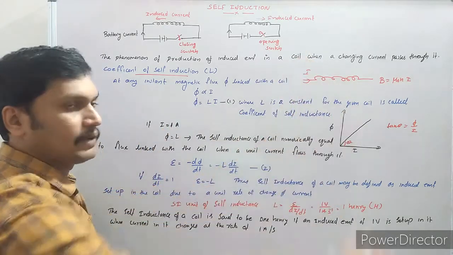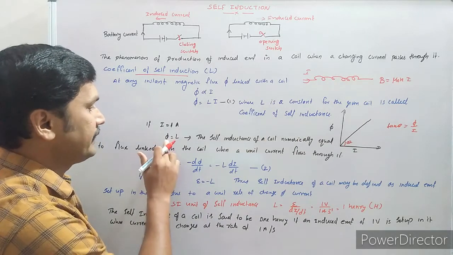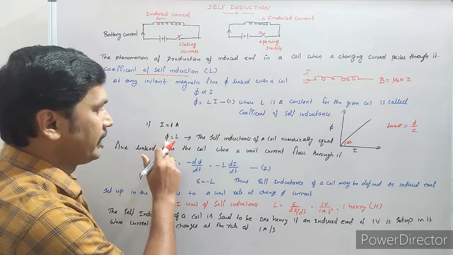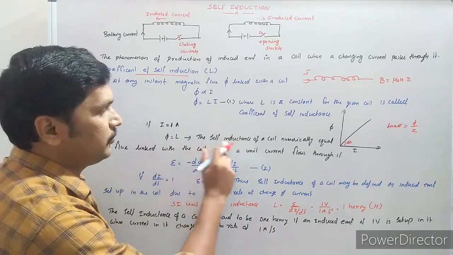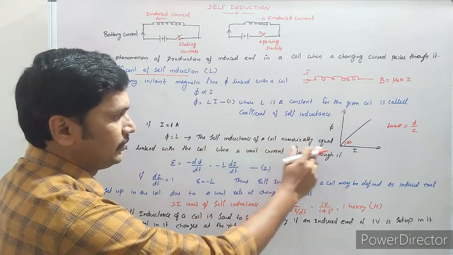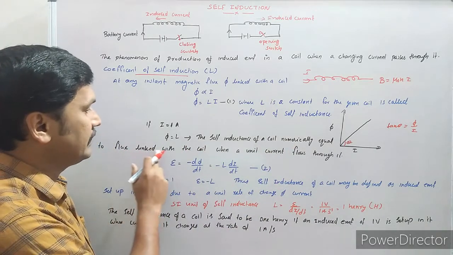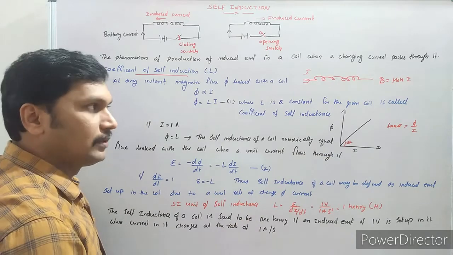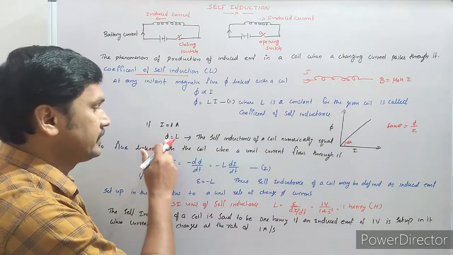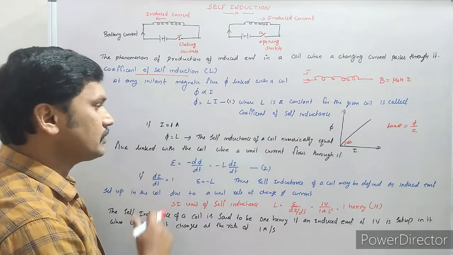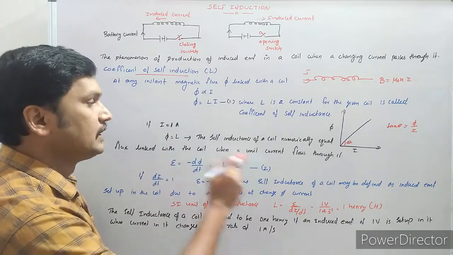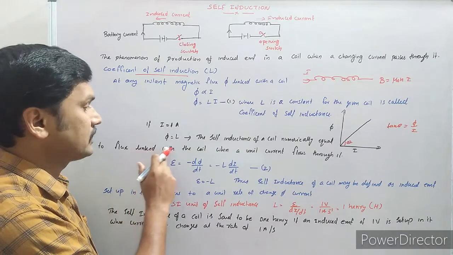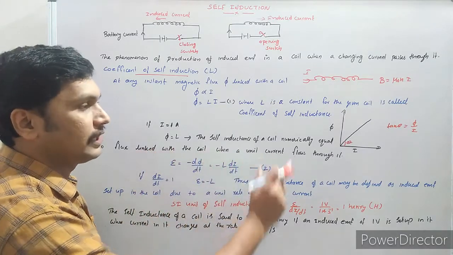Suppose 1 ampere current is passing through this coil. Then we can write phi is equal to L I. When I equals 1 ampere, phi is equal to L. So the self-inductance of a coil is numerically equal to the flux linked with the coil when a unit current flows through it. That's the definition of self-inductance.